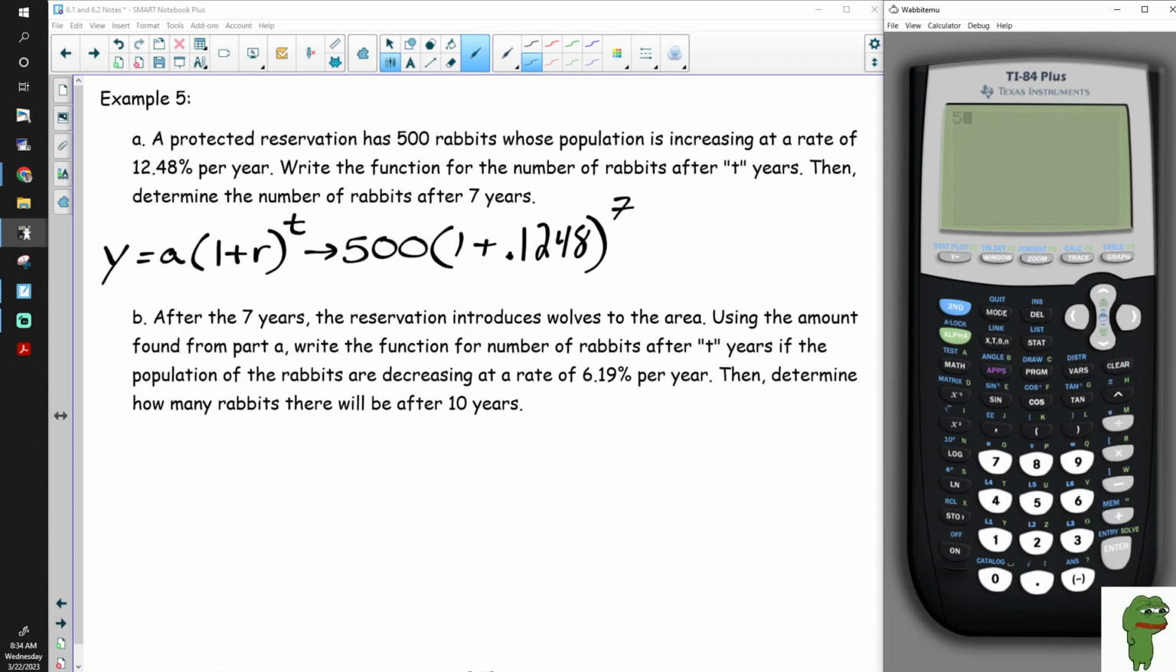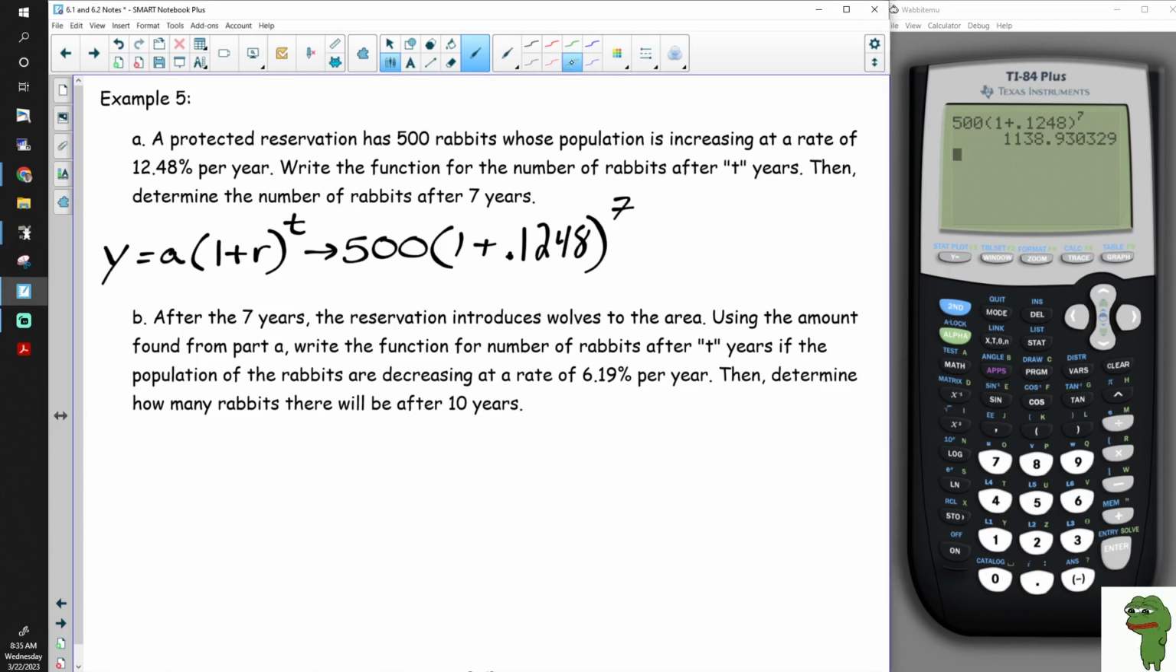Okay, so I'm going to do it again. 500, 1 plus 0.1248 to the power of 7. So when you forget to divide by 100, you will know. Your answer will be wacky and crazy. So 1,138 rabbits. We always round it down. 1,138 rabbits. Okay, that is how many rabbits we will have if this population continues to grow for 7 years.